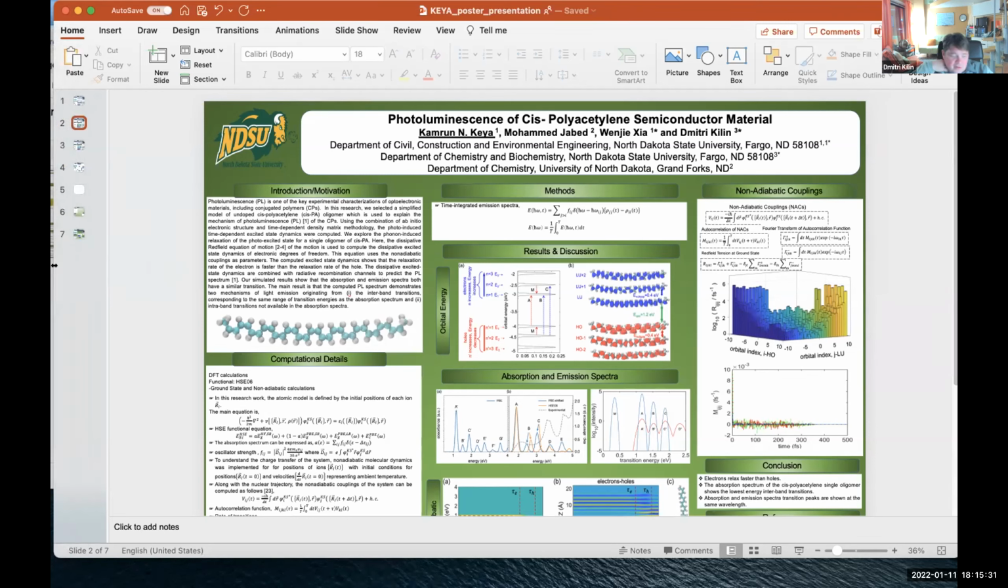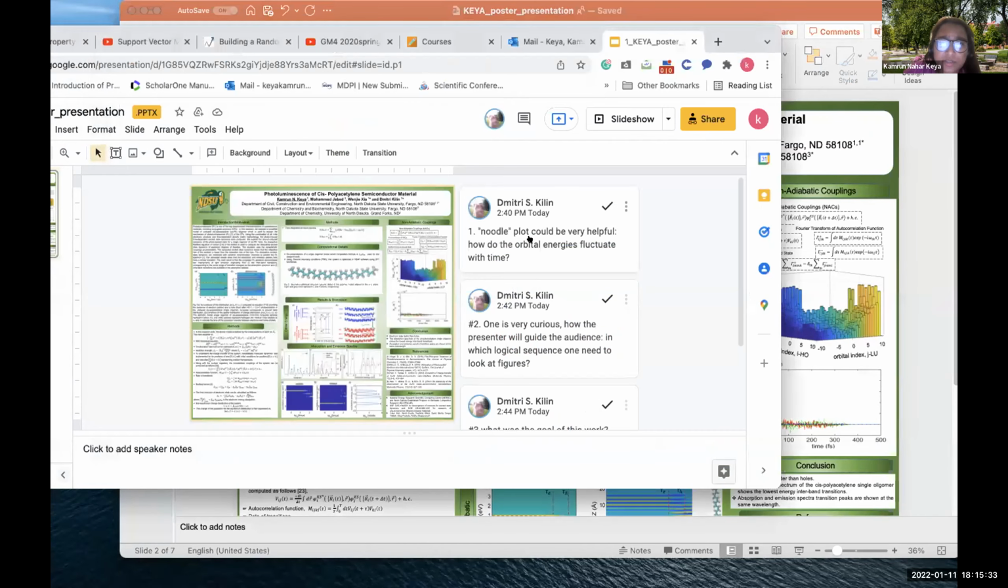Okay. Yep. Professor, you said that noodle plot. How to do that? Just send an email maybe to Aaron and to Yulun and ask their suggestion. It's quite simple procedure. As soon as you have molecular dynamics, it just extracts energies of orbitals and then plots them into PostScript and PDF. I'll do that.